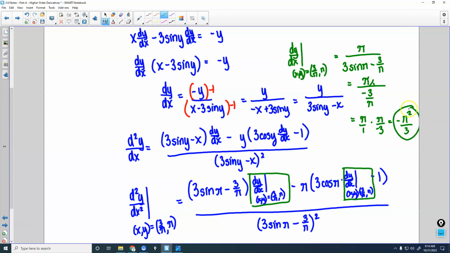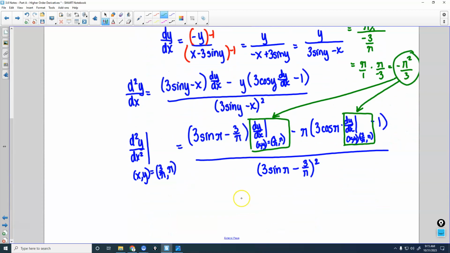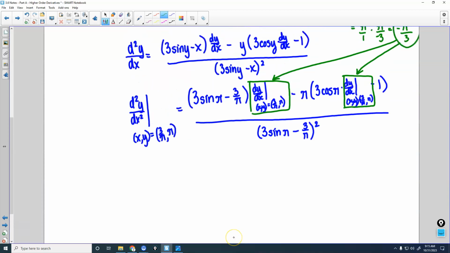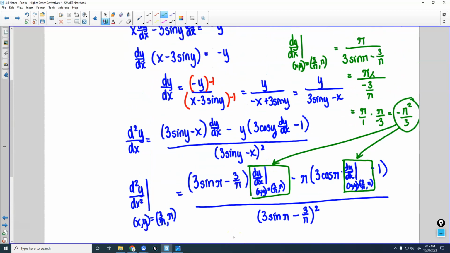So this is what I get when I plug 3 over pi into my first derivative. That can go here and here, rather than having to plug it in with all your x's and y's. So I'm going to give you guys a minute there to make sure you're with me. Look over it. It is kind of crazy. All right. Questions so far?